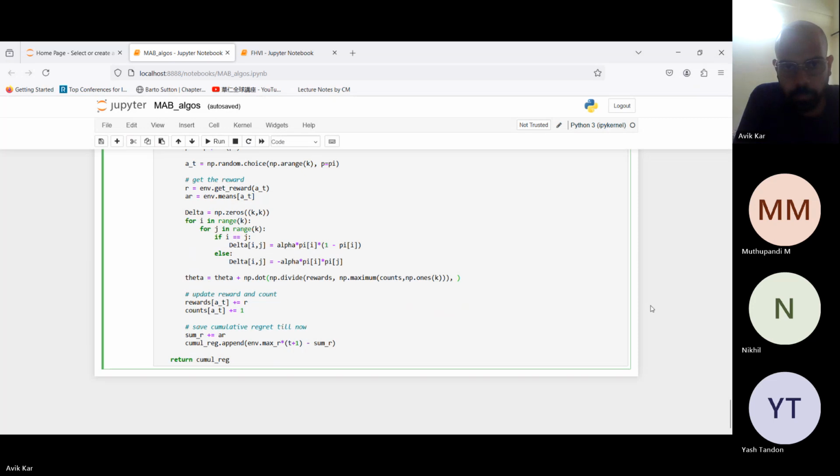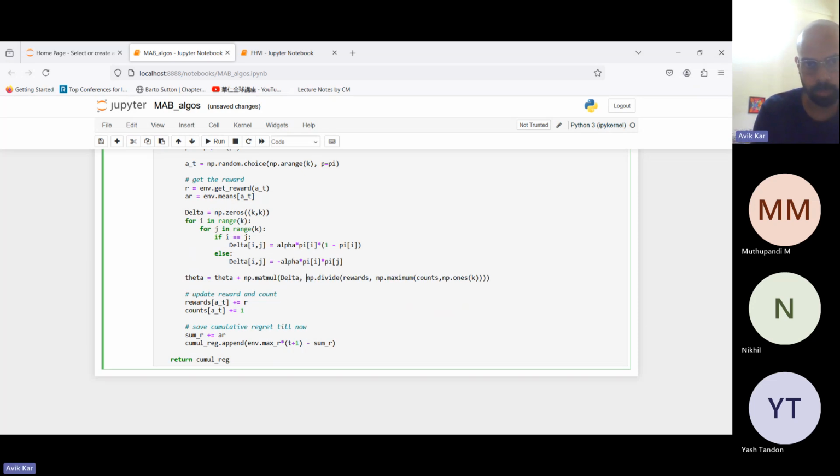This will be matrix multiplication, matrix and vector. So delta, comma, this other vector. So the first one is a matrix, the second one is a vector.